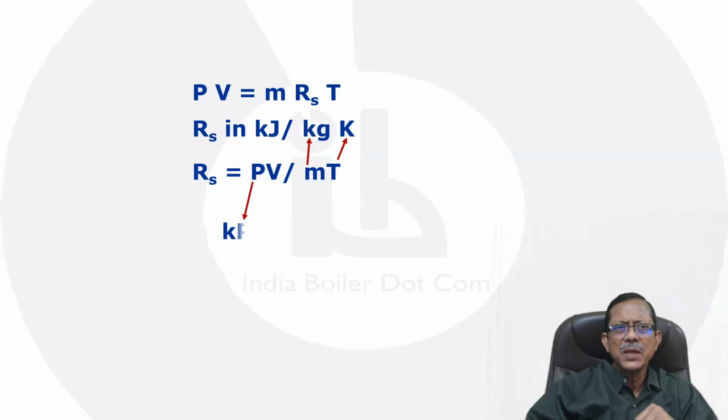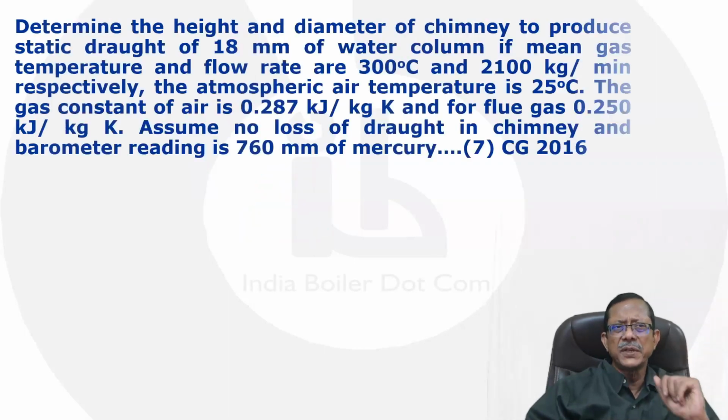So in that case, we understand pressure in this has to be kilopascal. So whenever we use PV is equal to MRST, please remember the pressure unit has to be kilopascal, because the specific gas constant unit is kilojoule per kg Kelvin. This is a very important thing to remember, and the temperature will be in Kelvin, volume in meter cube, temperature in Kelvin.